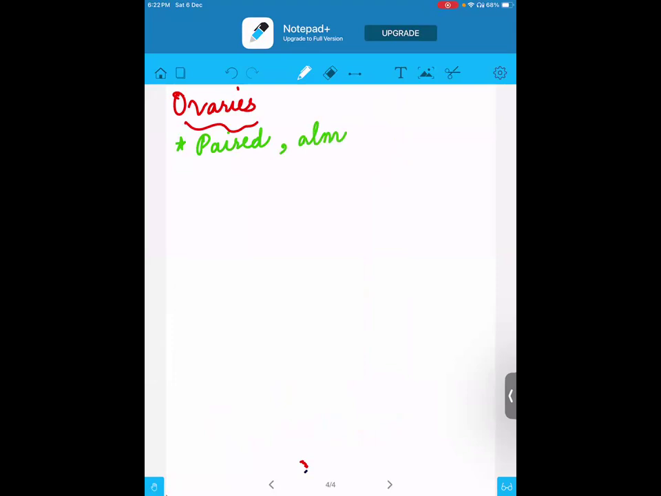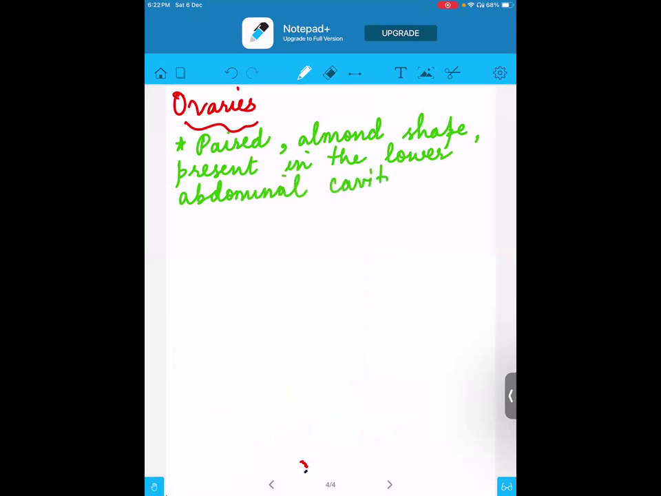They are paired and also almond shaped, like an almond. They are present in the lower abdominal cavity near the kidneys. We have two kidneys, and near them they are present. And how are they connected together? They are connected to the uterus by ligaments.